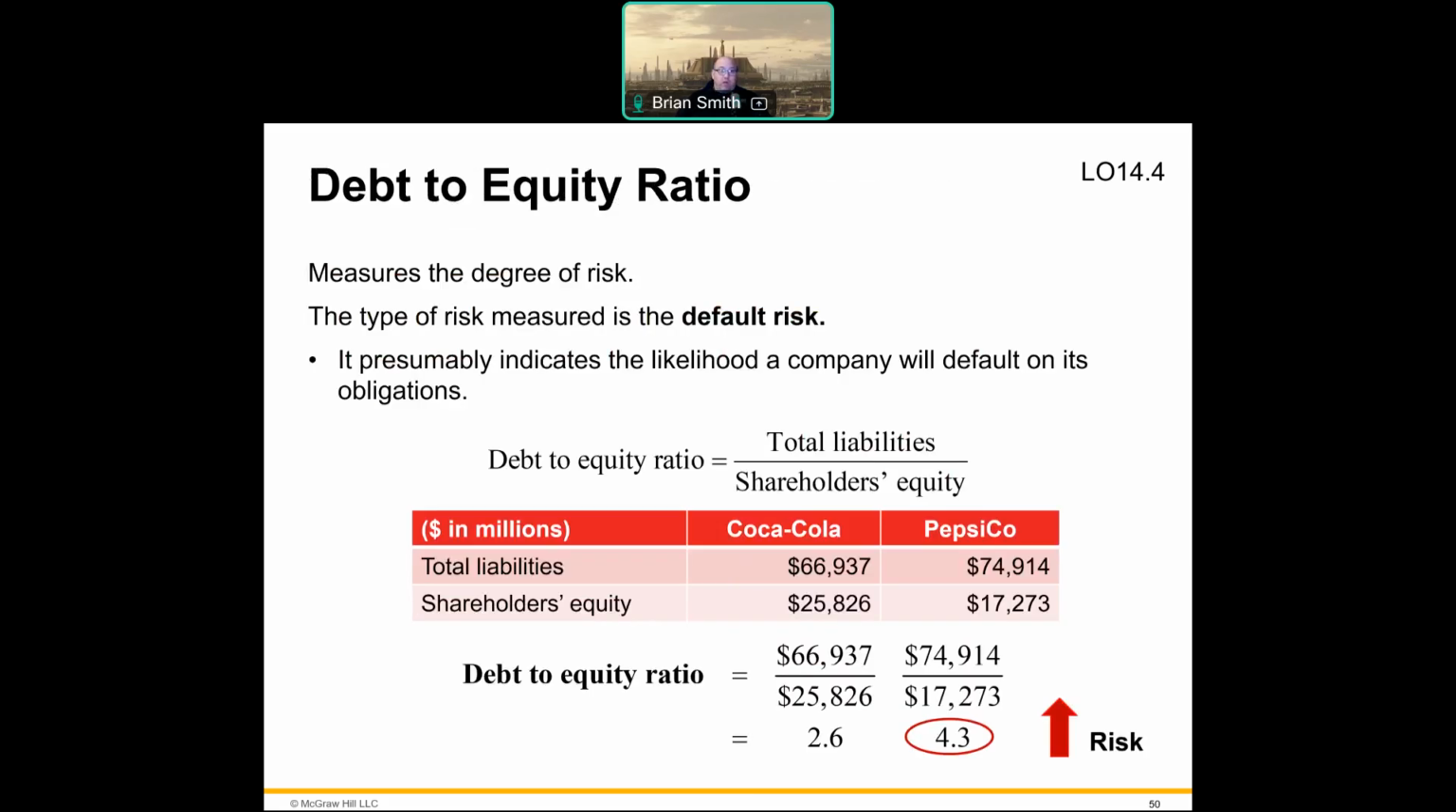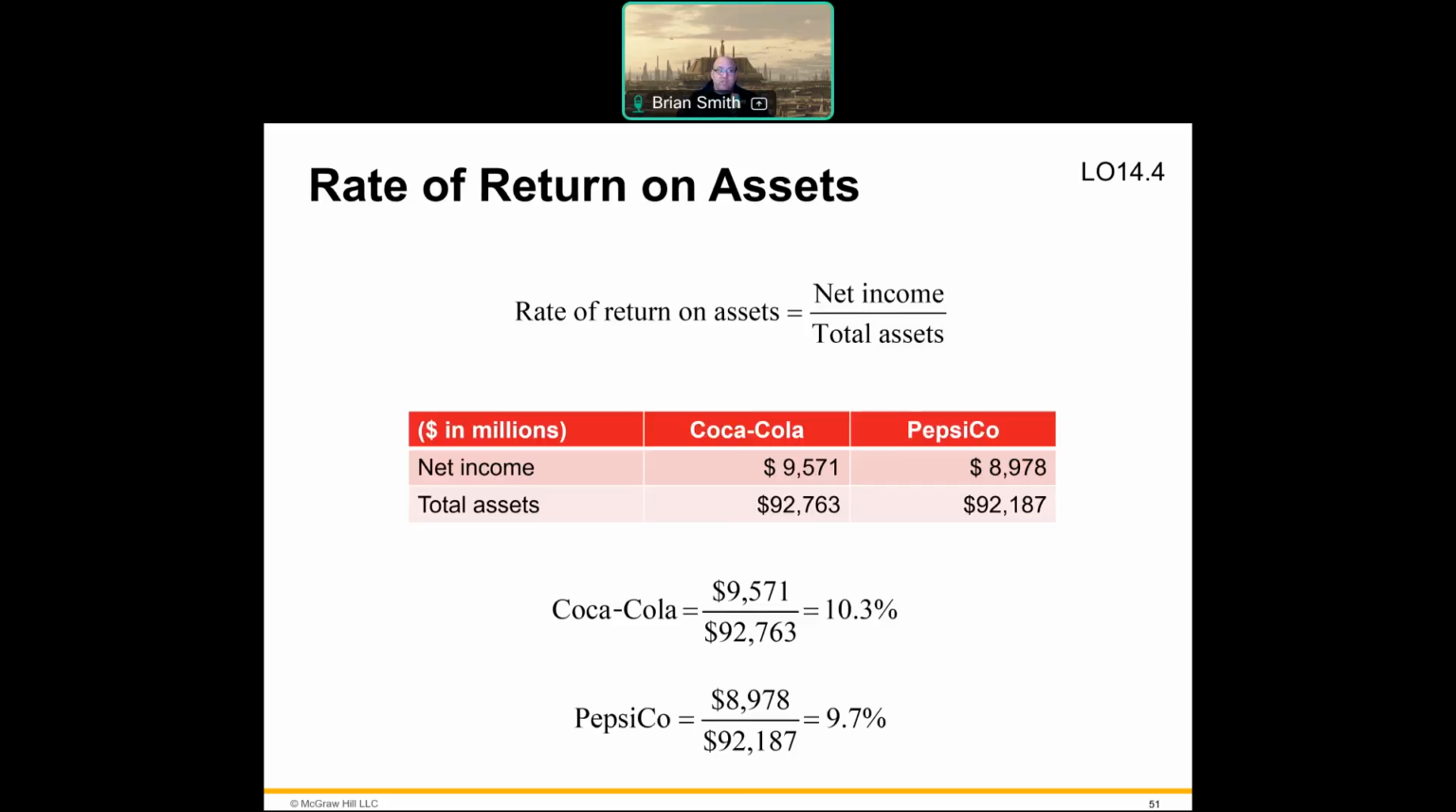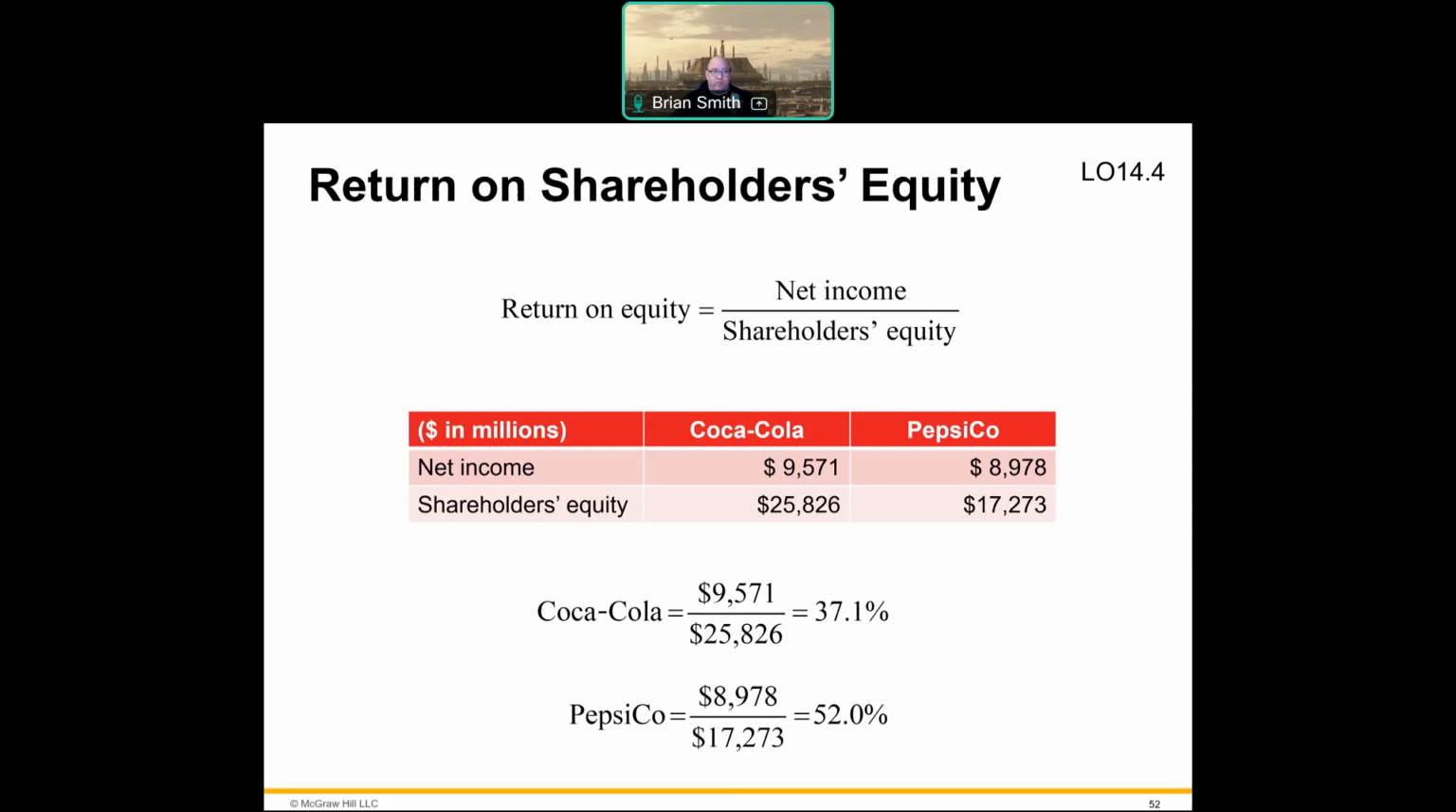Okay. Debt to equity ratio, you should be familiar with this. You just take your debt divided by your equity. Total liabilities divided by shareholders' equity. PepsiCo is pretty good. Look at that. Liabilities to shareholders' equity, they're 4.3. That means they're good. I meant their risk is high. That's what I meant to say. Coca-Cola looks pretty solid. Rate of return on assets: PepsiCo's lower, Coca-Cola's higher. I'd go with Coca-Cola in that situation.